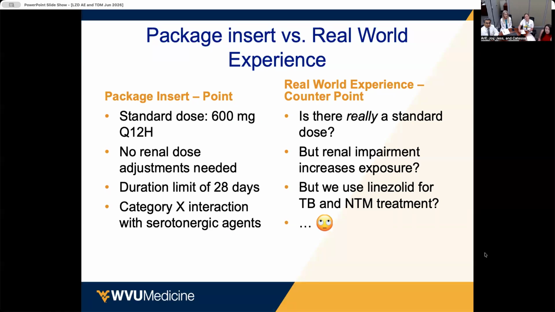It says the duration limit is 28 days, but we use linezolid for TB and NTM treatment, which can be 6 months or longer. And then I'm not even going to say my counterpoint for the serotonin syndrome. I just included an eye rolling emoji, but we will talk about that more in depth too.